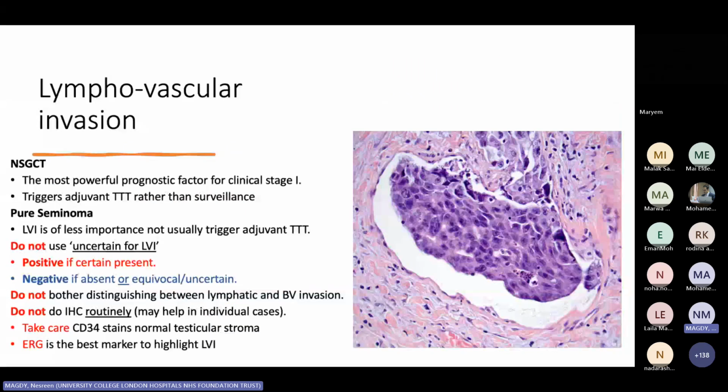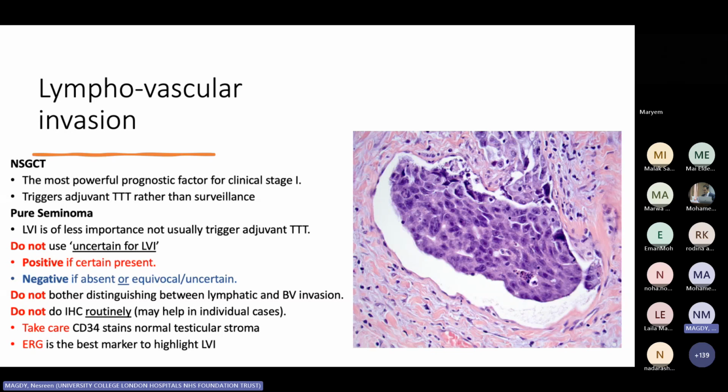So moving to one of the most important parameters in testicular tumors, which is the lymphovascular invasion. It's very important, especially in the non-seminomatous germ cell tumors, because it's the most powerful prognostic factor for clinical stage 1 disease. And it triggers adjuvant therapy rather than just surveillance. And it's less important in pure seminoma cases.